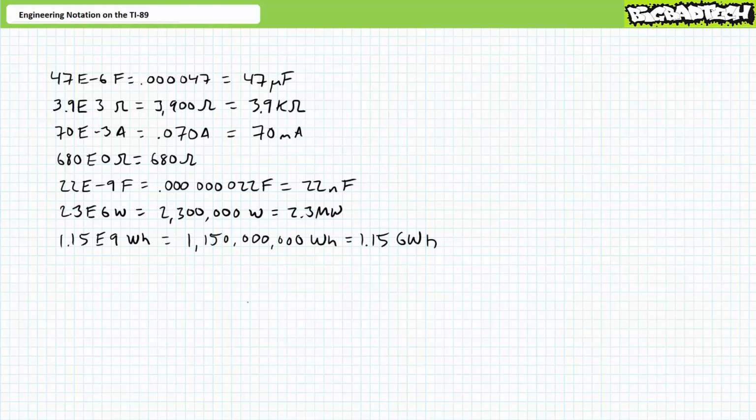Lastly, 1.15e9 means take the coefficient 1.15 times 10 raised to the 9th. So this is more appropriately expressed as 1.15 gigawatt hours. If we restricted ourselves to the base unit of watt hours, it'd be 1,150,000,000 watt hours. Okay, that wasn't too hard, was it?